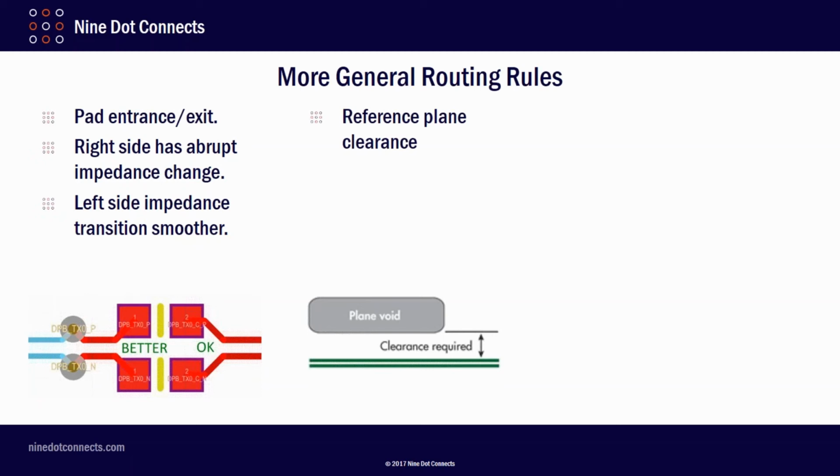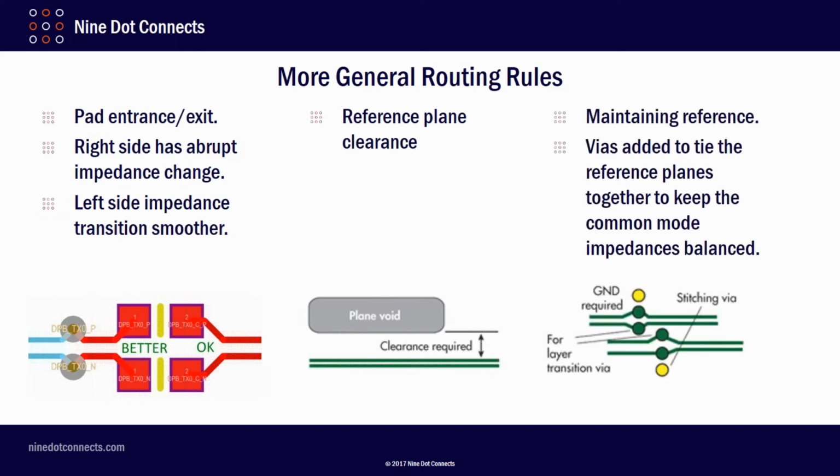Again, reference plane clearance. If you have a void in a reference plane, you want to maintain a specific distance away from your differential lines. Remember the rule that we talked about earlier about the 3H and 5H? Well, the general rule is at a minimum, you want to keep 3 times the dielectric height of separation away from any voids in your reference plane. Maintaining the reference: you can add vias and tie the reference planes together. This helps keep the common mode impedances balanced, sometimes referred to as stitching vias.